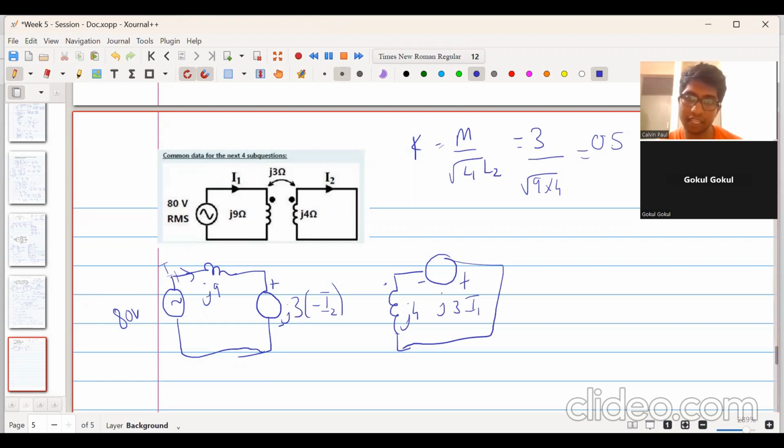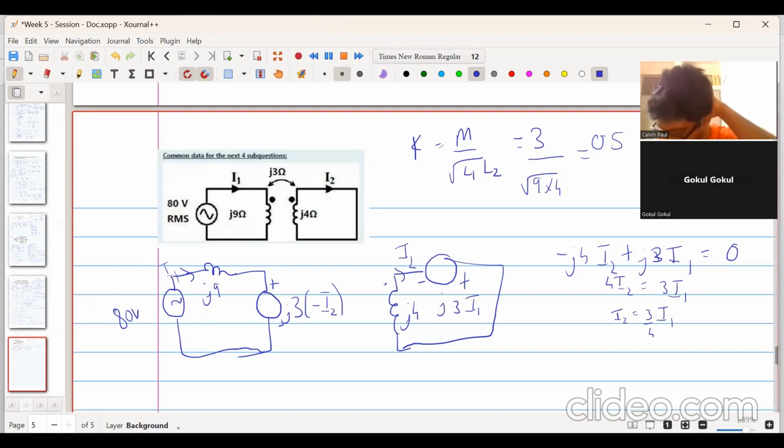So when we apply KVL in the second loop, we get minus j4 into I2 plus j3 into I1 equal to 0. So what do we get? 4 I2 is equal to 3 into I1. Okay, so I2 is equal to 3 by 4 into I1. Alright.